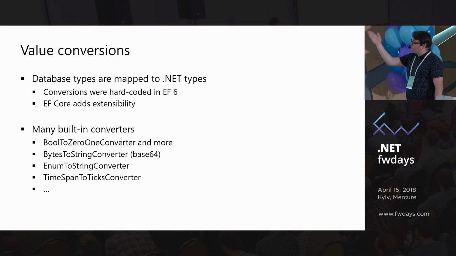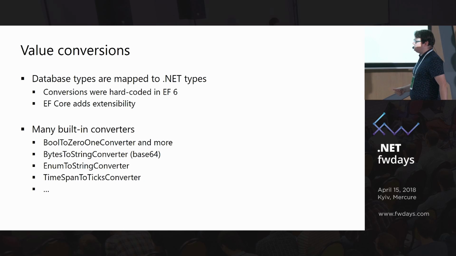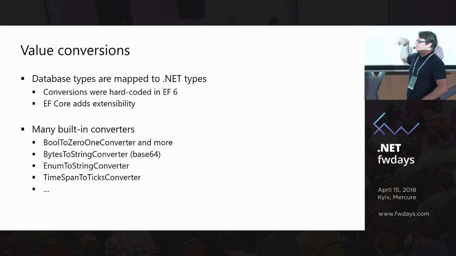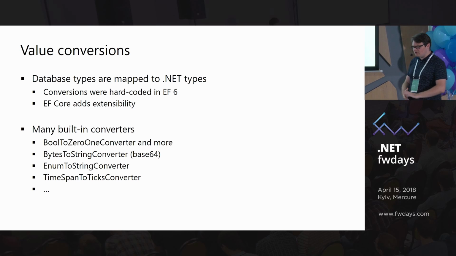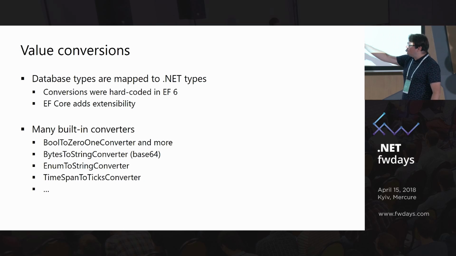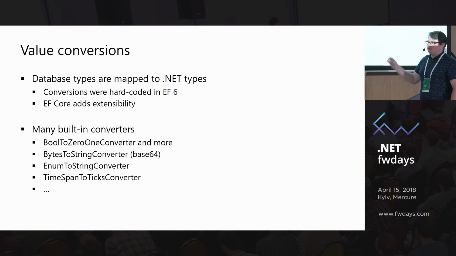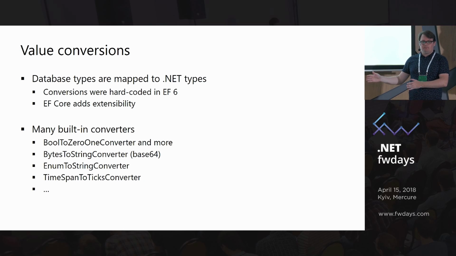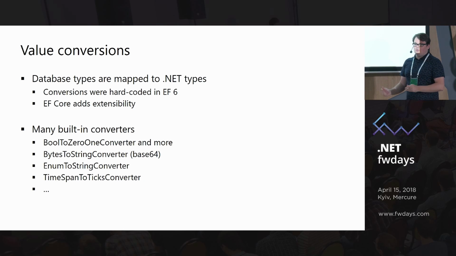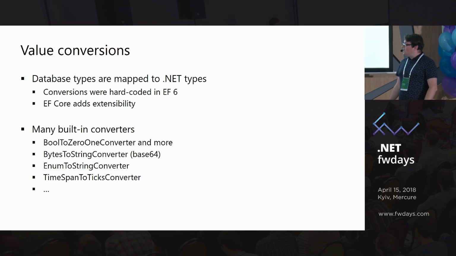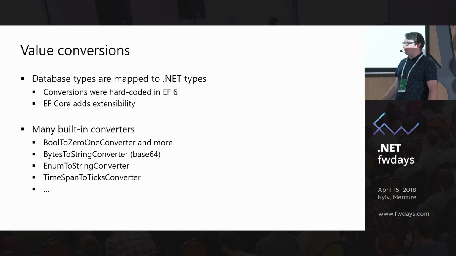So there are a lot of built-in converters. If you look in the documentation, it's one screen of converters. I have listed some interesting ones. So for example, there is bool to 0, 1 converter. So in the database, it will be integer or something like that. But in your model, it is Boolean, true, false. And this converter will do the mapping automatically for you. And it's extensible, so you can build your own.